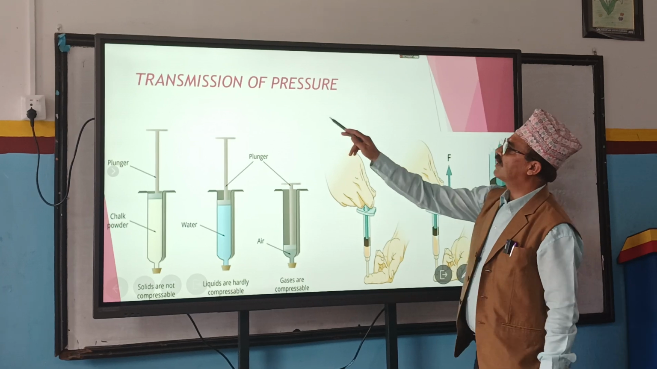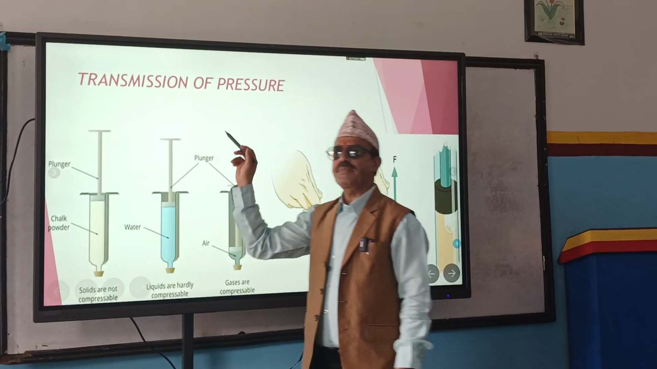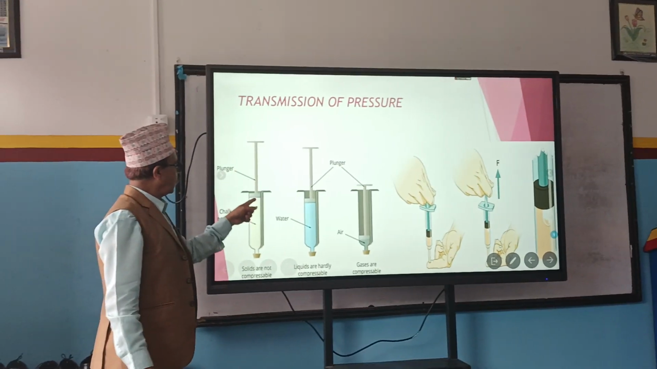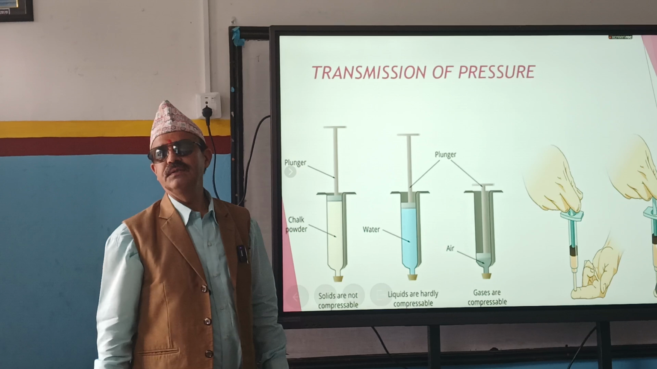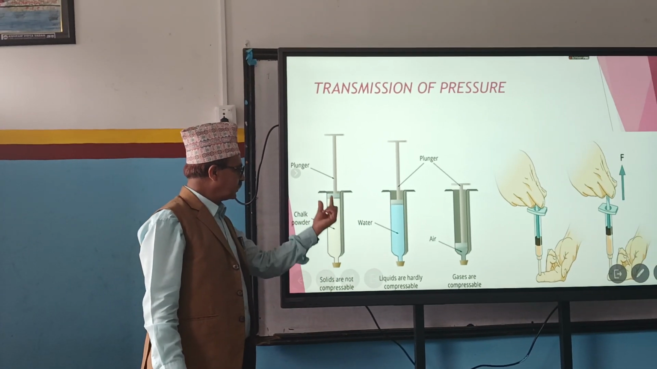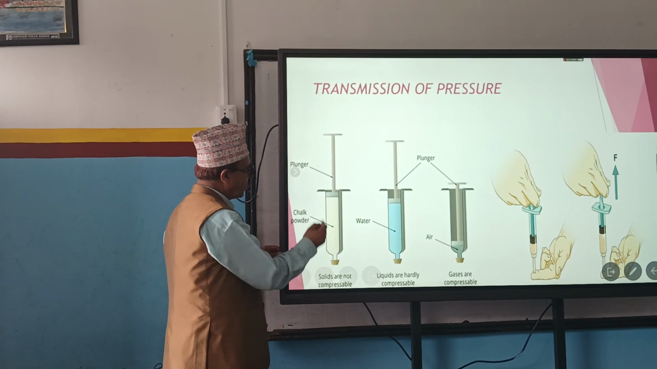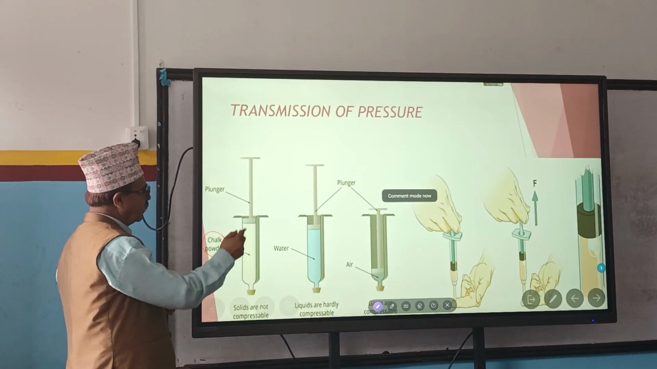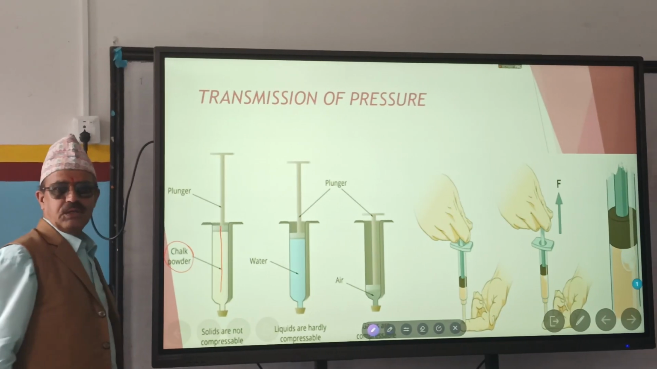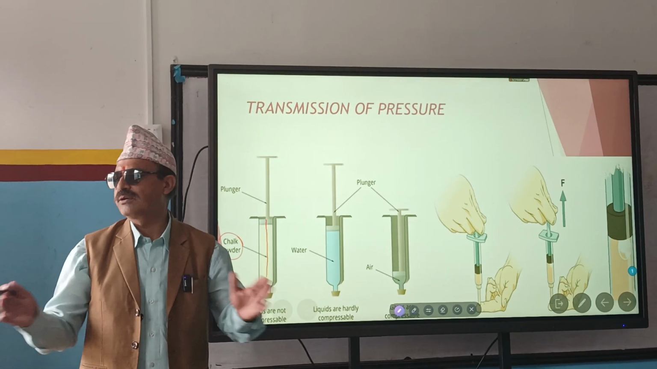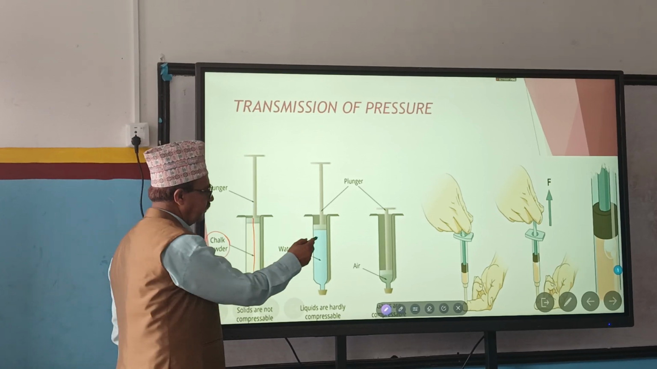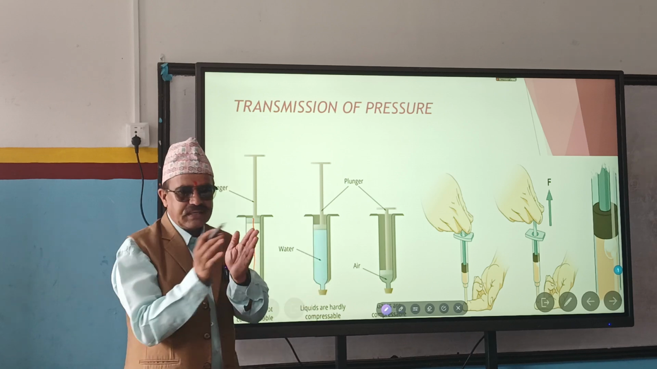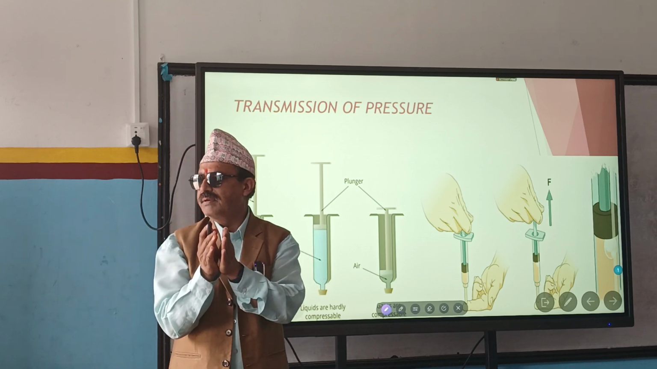And here is given transmission of pressure. Can pressure transmit or not? So here are three devices. This long structure is called a piston. This is a syringe. And what is kept here? Chalk powder. Chalk powder is solid. When we try to press it, it doesn't go down because it is incompressible. It cannot be compressed. But what is kept here? Water. I think water can be compressed a little bit.